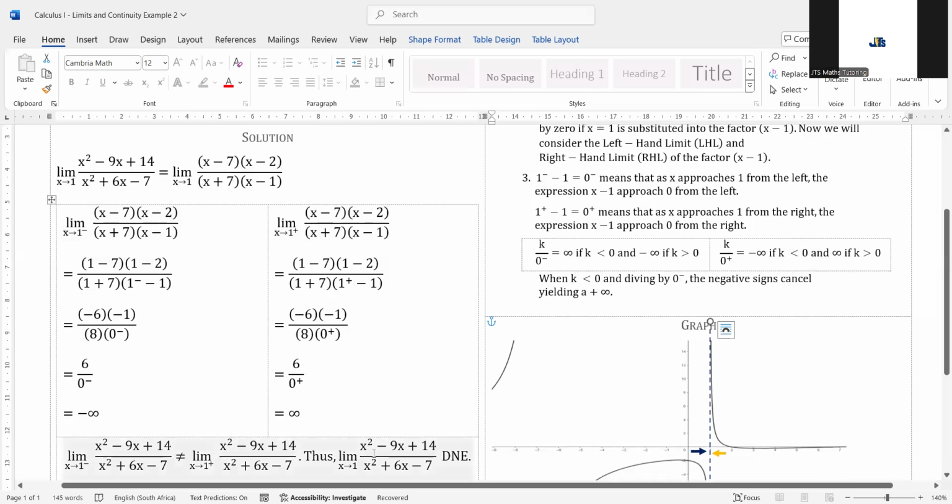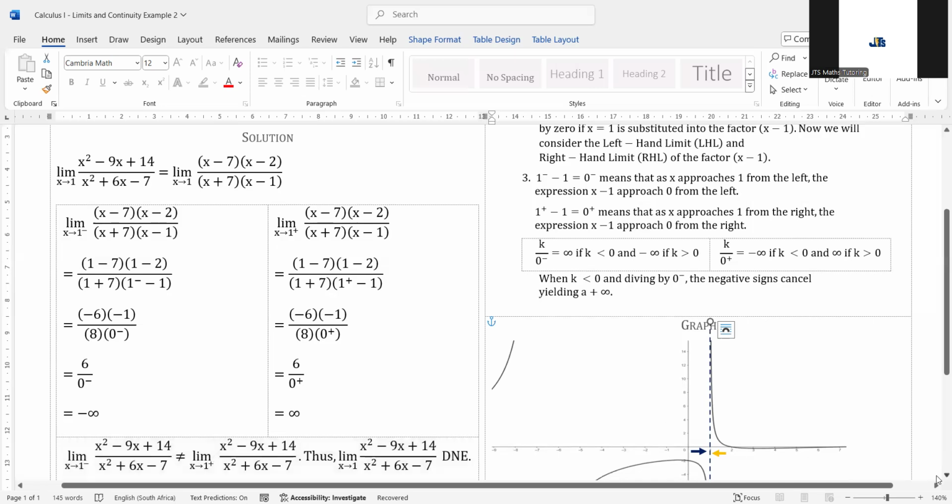So what that means, look at what I have here. Since you're approaching 1 from the left and 1 from the right, and they are not the same, we conclude that the limit does not exist.